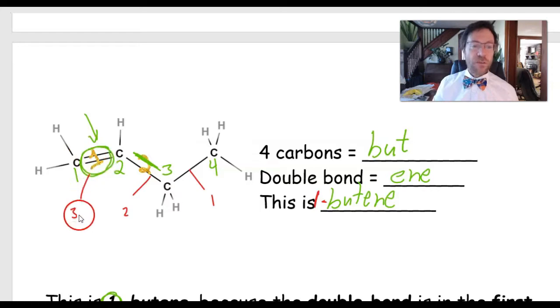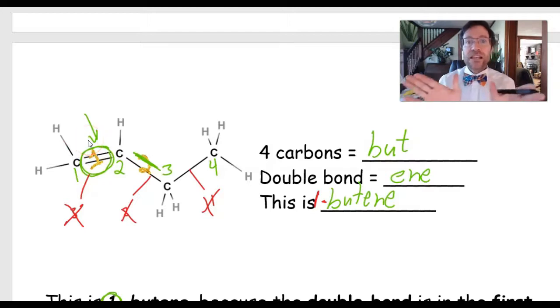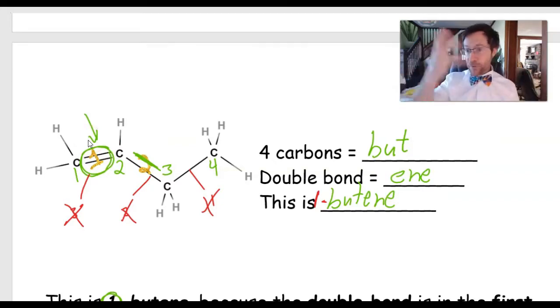I want to start so that this double bond has the lowest number possible. And the reason is I want to know how close it is to the end of the chain. Because remember, the closer it is to the end of the chain, the more highly reactive it is. So I want to know, man, do I need to have a blast shield on? Do I need to have it in a special container? Or am I like, okay?